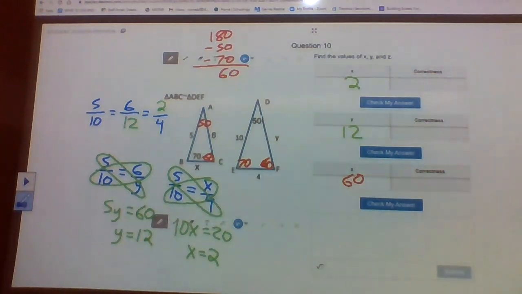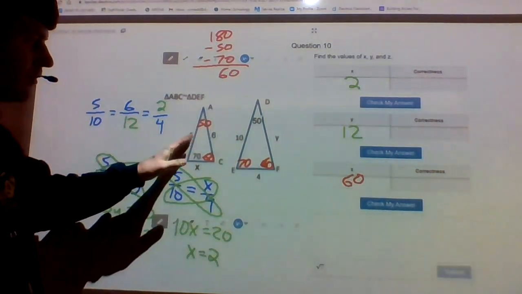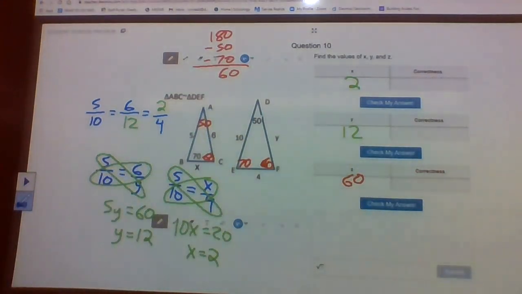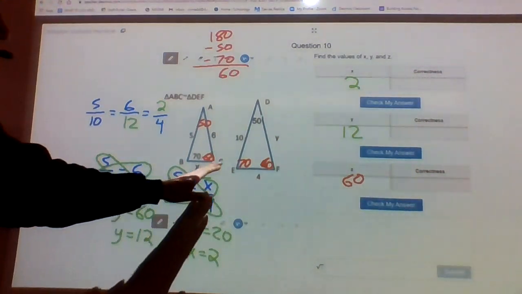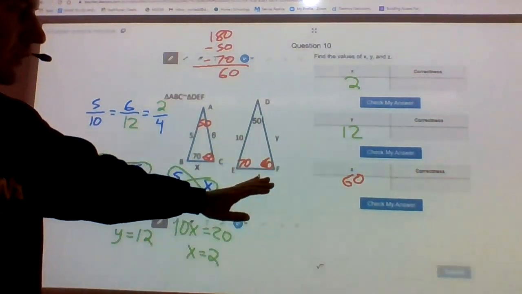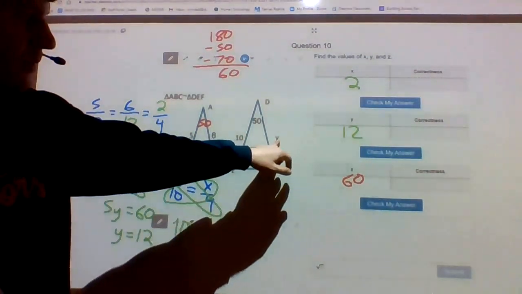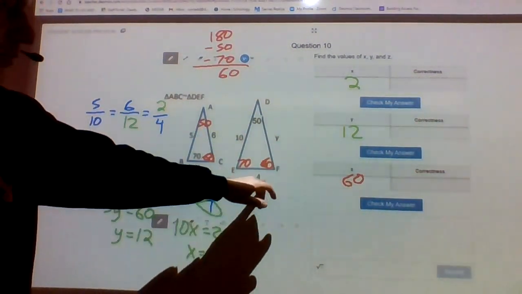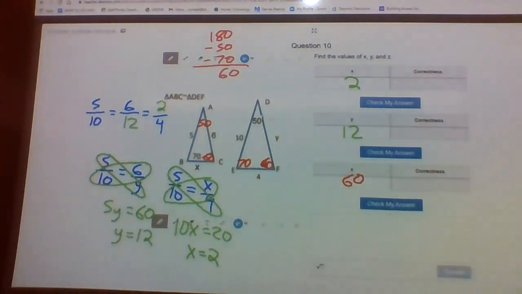Okay, the other way would have simply been to find the scale factor. So you could have just started off right off the bat and said, okay, 5 over 10 is your scale factor, so 1/2. The lengths of the sides on the big triangle are twice the lengths of the sides on the small one. So that means 6 times 2 should have been 12. And then this way we're going the other way, so half of 4 is 2.